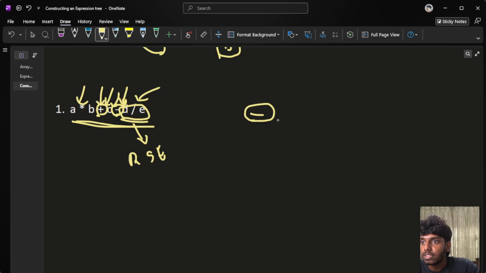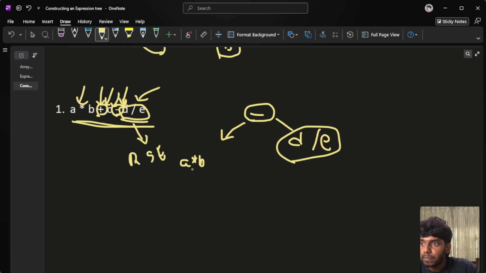So we have the d divided by e. So this is a right sub expression, and as the left sub expression we have the a multiply b plus c.